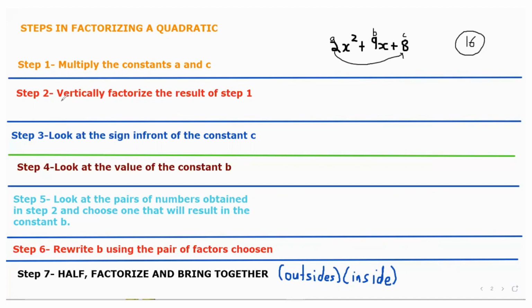Now step 2: vertically factorize the result of step 1. Remember, we just learned how to vertically factorize. So you write it down, 16. So we can have 1 and 16, 2 and 8, 4 and 4, because 3 cannot go into it. Alright, so let's make one change here: 8, 4.